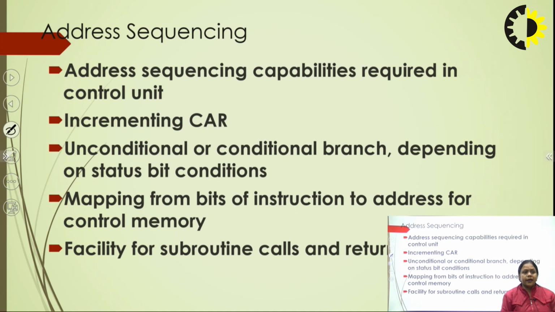Now, the next topic is address sequencing. Address sequencing means how the next address generator or microprogram sequencer will generate the next address. This is the concept of address sequencing. There are 4 ways to generate the next address, the address sequencing capability required in the control unit. The 4 ways are: incrementing the CAR or control address register, unconditional or conditional branch depending on status bit conditions, mapping from bits of the instruction to the address of control memory, and a facility for subroutine calls and returns. So, what do these 4 points mean? We will understand with the help of one diagram.